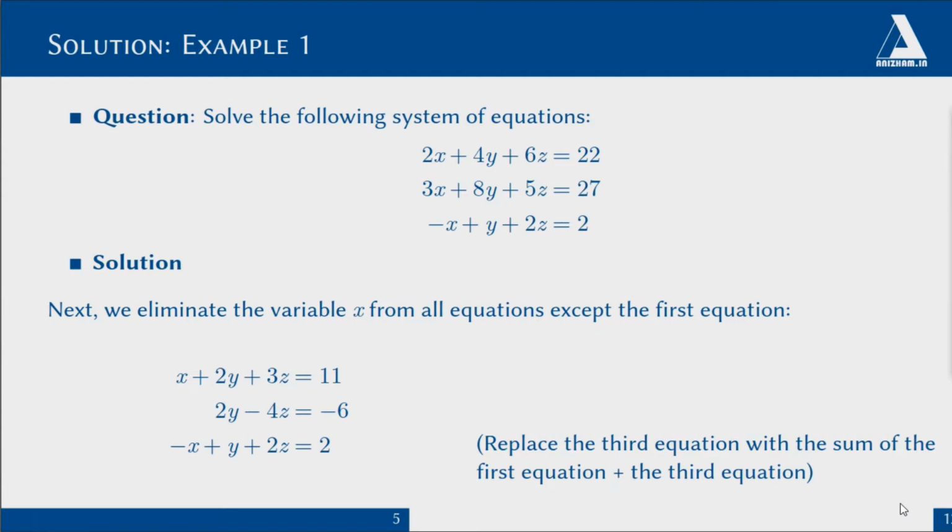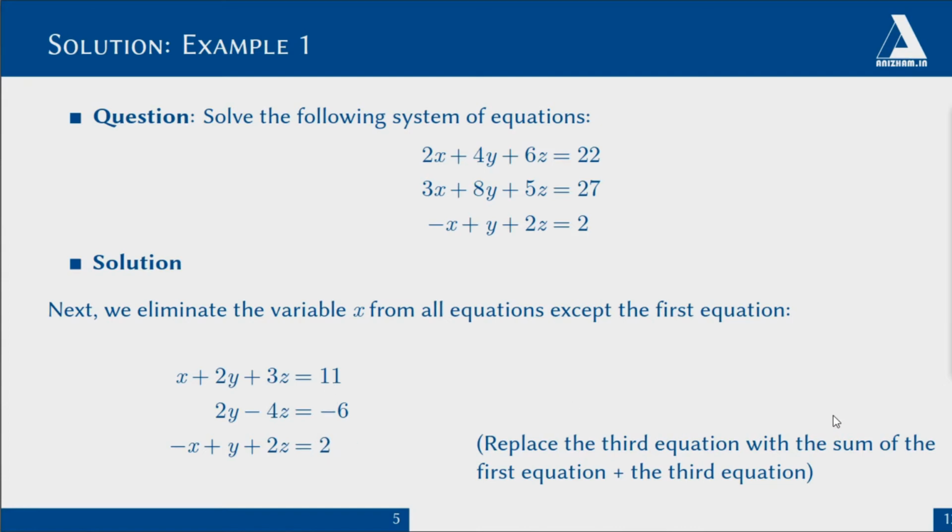And see the second equation. Here it is 2y minus 4z equal to minus 6. Now in the next step, we have to eliminate the variable x from the third equation. Here in the third equation, the coefficient of x is minus 1. So in order to eliminate this minus x, we replace the third equation with the sum of the first equation plus the third equation, so that minus x plus x will become 0. And the next term, that is 2y plus y will be 3y, and 3z plus 2z will be 5z, and 11 plus 2 will be 13.